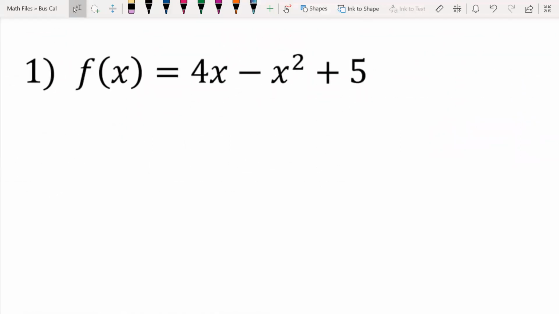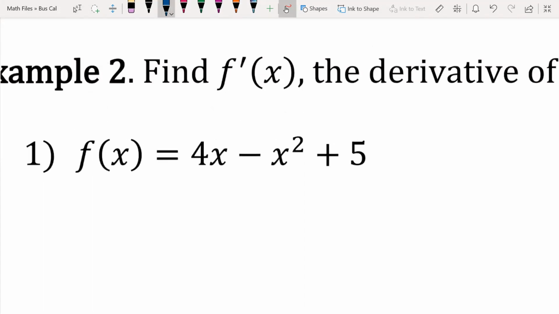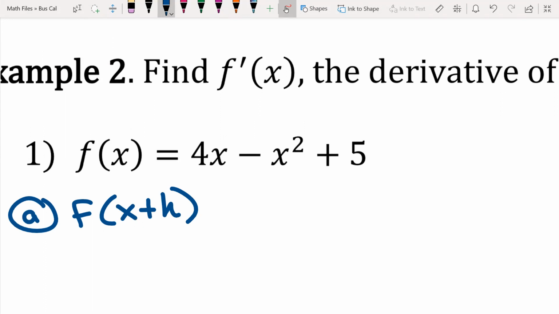Let's go ahead and find the derivative of this function. And if you ever find the derivative or ever work a difference quotient, the very first step is to always plug in x plus h. So this is the first step. And for your homework, it's going to ask you for the 4-step process. So we're going to make this a 4-step process type of example.